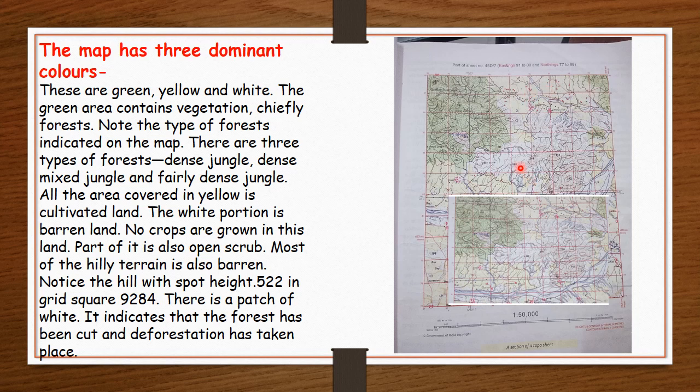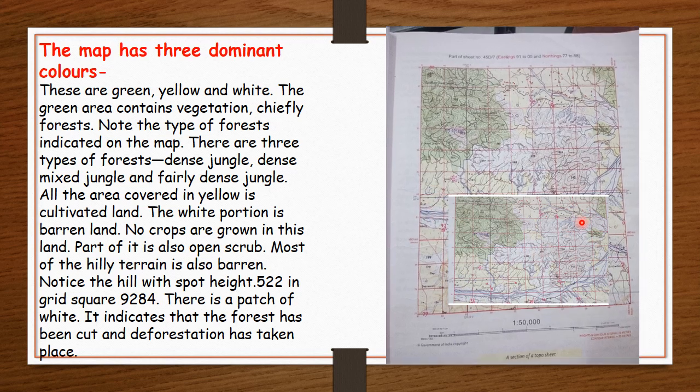And another, that is the white patches. Wherever we have the white color or white patches, it indicates the barren land. So here you can see that.